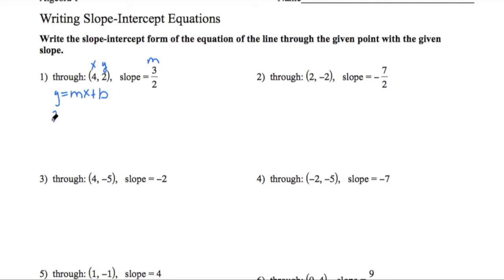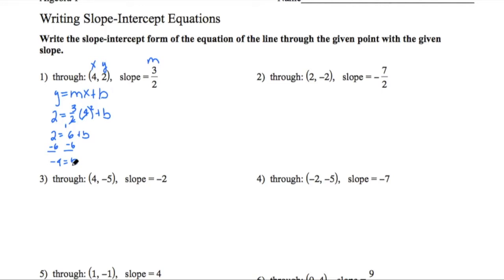So y is 2, m is 3/2, x is 4. We don't know b, but we can solve for it. So 2 equals 3/2 times 4. 2 goes into 2 once, 2 goes into 4 2 times, and 2 times 3 is 6. We subtract 6 from both sides, and we get negative 4 equals b.